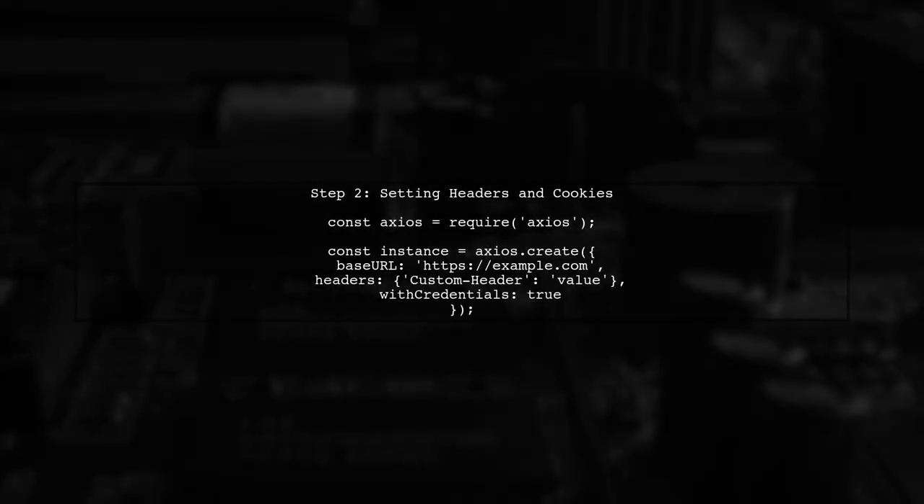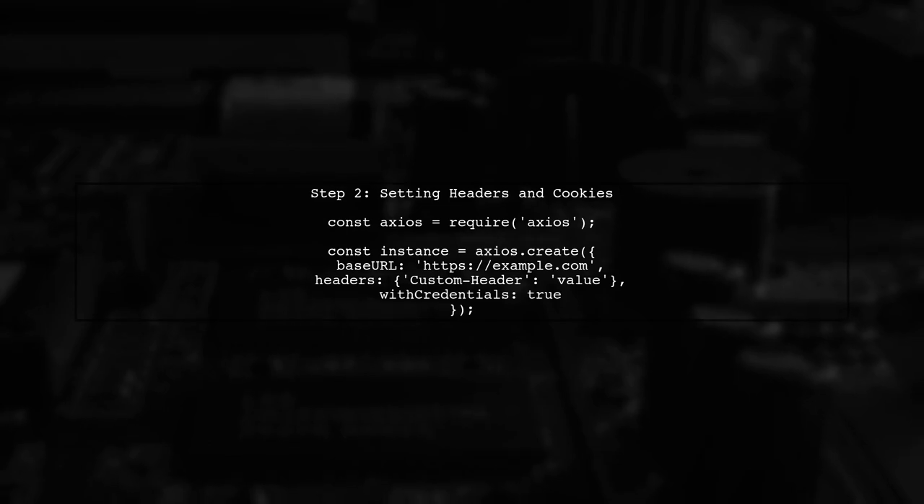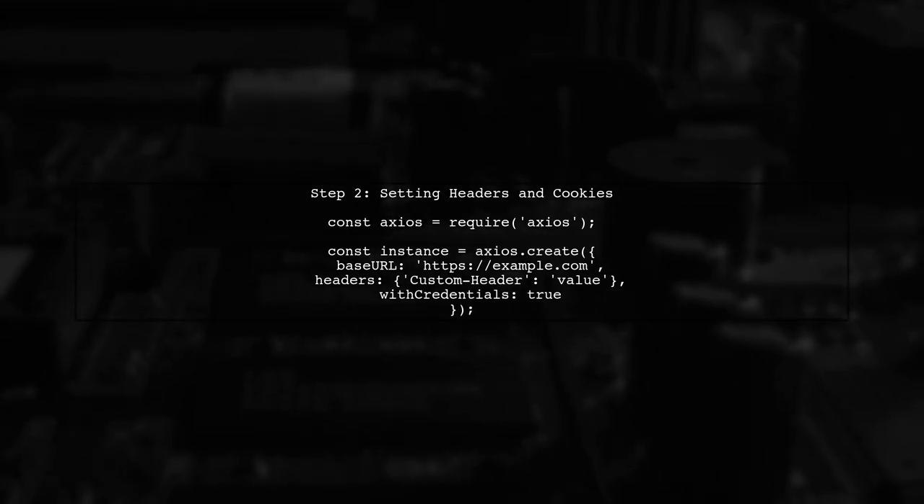Now, let's continue on. To simulate a browser in Node.js, we need to handle HTTP requests with the ability to set cookies, headers, and body content. A great library for this is Axios. With Axios, you can easily set custom headers and cookies for your requests.